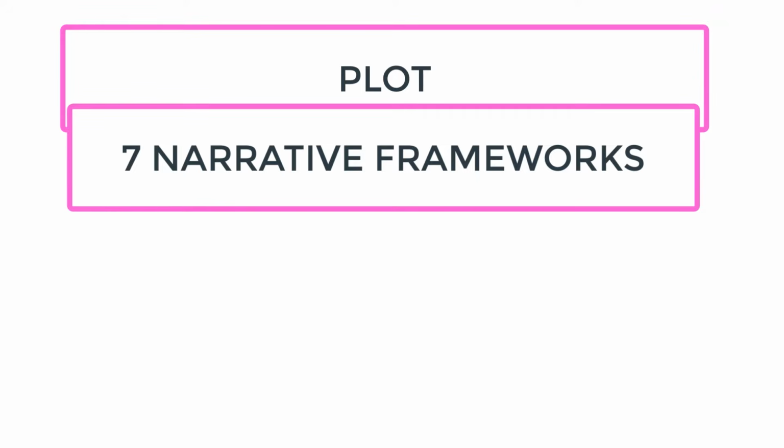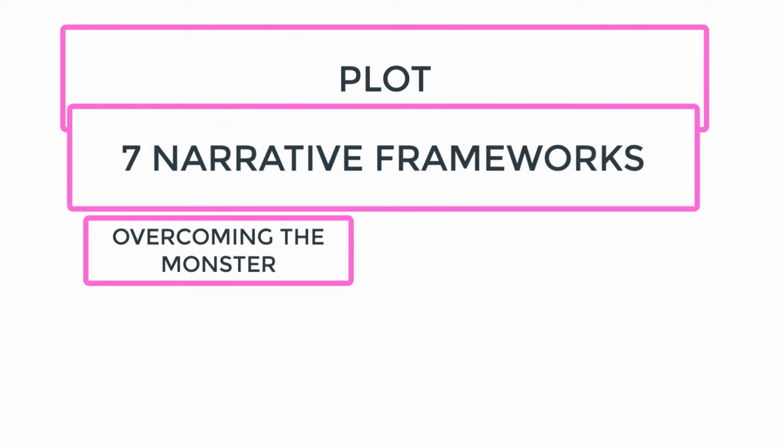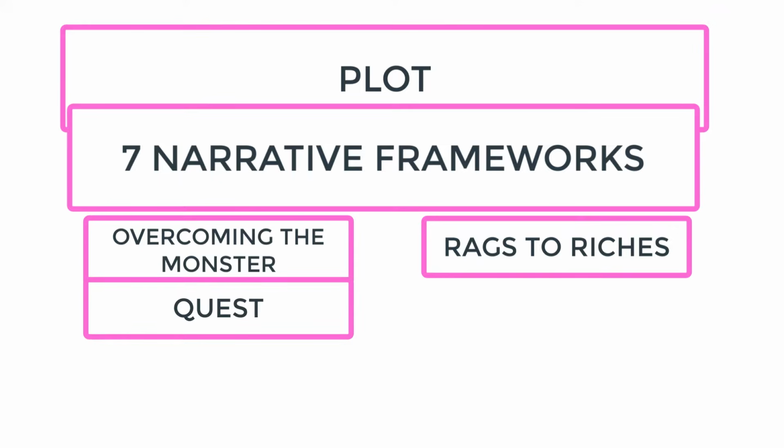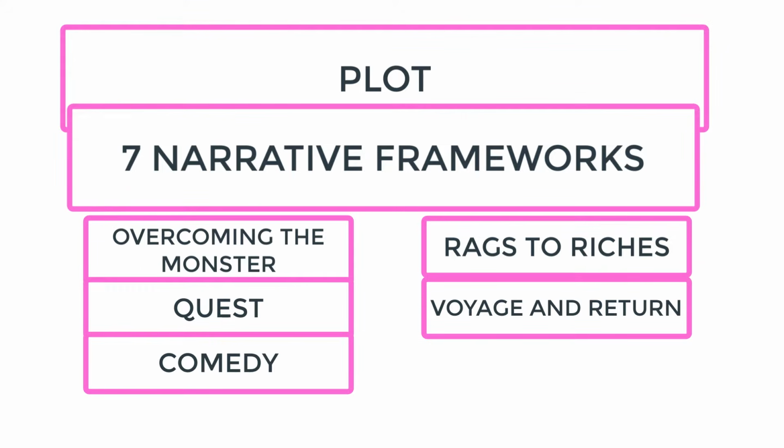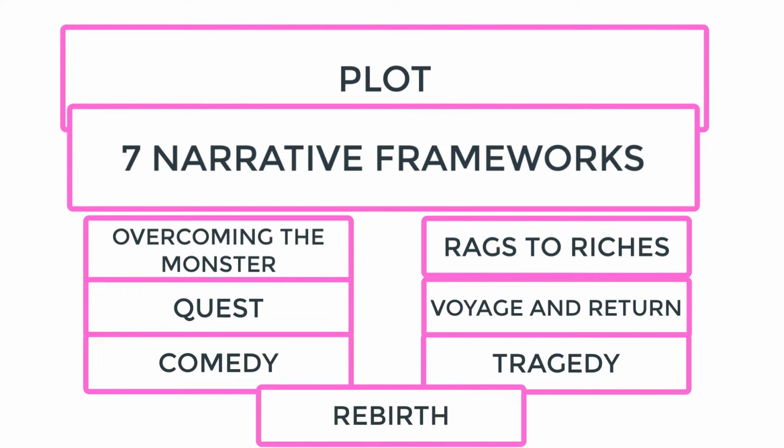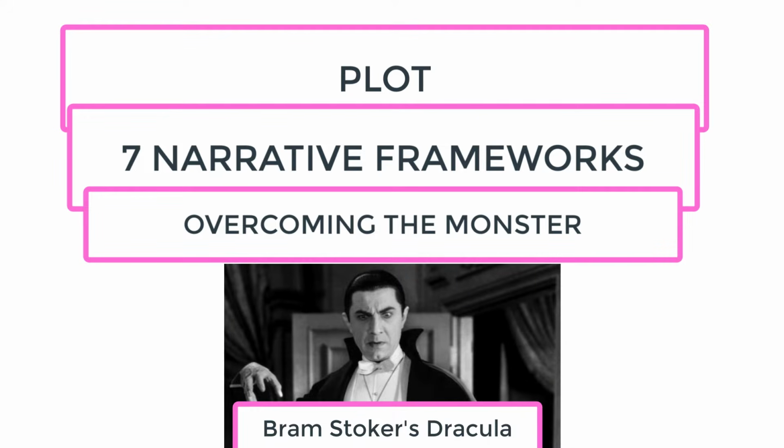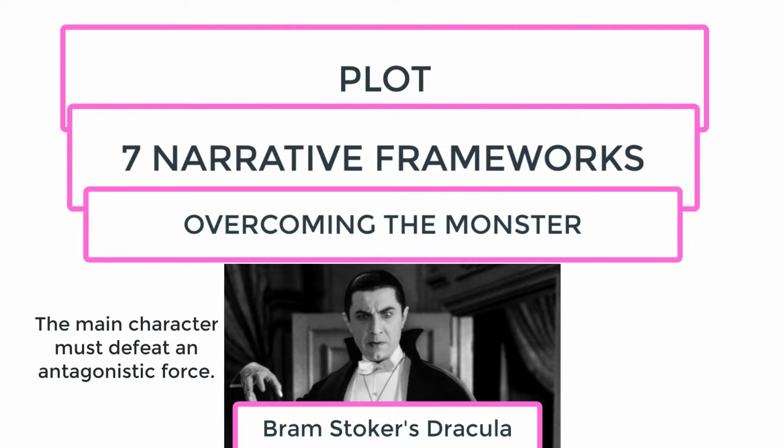Now let's go on to the 7 basic narrative frameworks or archetypes: overcoming the monster, rags to riches, quest, voyage and return, comedy, tragedy, and rebirth. In the overcoming the monster archetype, the main character or protagonist sets out to defeat an antagonistic force, often an evil force that threatens the protagonist. This evil is something larger or greater than the protagonist, and it will take great courage and strength to defeat this evil foe.